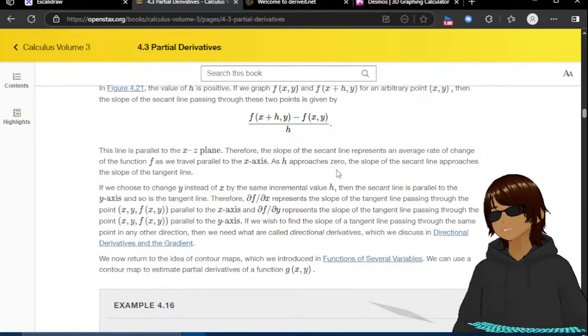If we wish to find the slope of the tangent line passing through the same point in any other direction, then we need what are called directional derivatives.